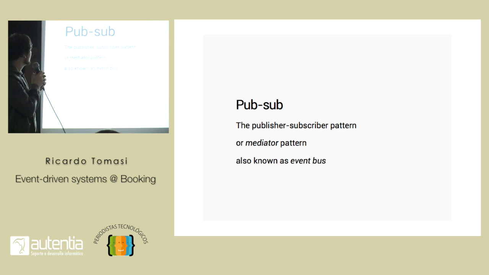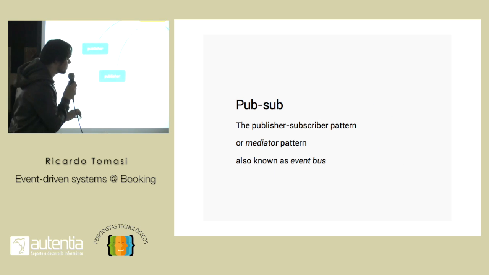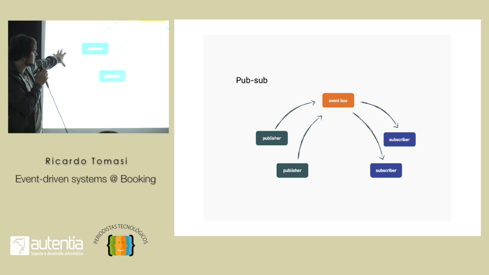So PubSub is a pattern, a publisher-subscriber pattern or mediator pattern, also known as using an event bus in more common language. So instead of getting one object to listen to events that are fired from another object, you have this event bus, which is a mediator that receives events and forwards these events to other objects. So you have publishers and you have subscribers. Publishers are objects that publish an event, of course, and the consumers or subscribers receive these events and then do something based on it. The main thing about PubSub is that you have a central object that handles all the events. It receives and forwards them to the subscribers.